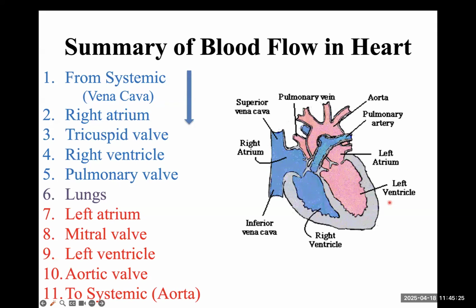Okay, so that's what it's showing. Started from coming from the superior and inferior vena cava into the right atrium, went through the tricuspid valve here to the right ventricle. From there, it went to the pulmonary arteries. Again, arteries are taking the blood away from the heart. So you have this pulmonary artery taking blood away from the heart, another one here.